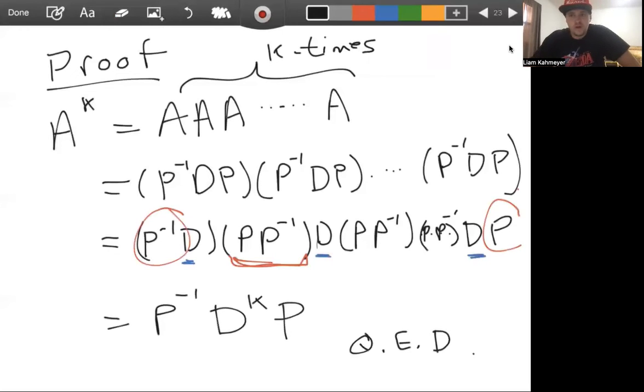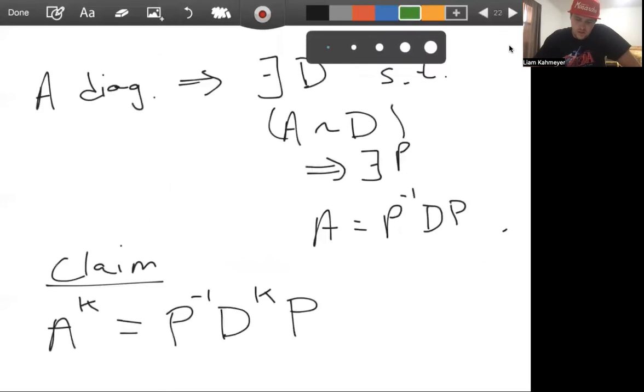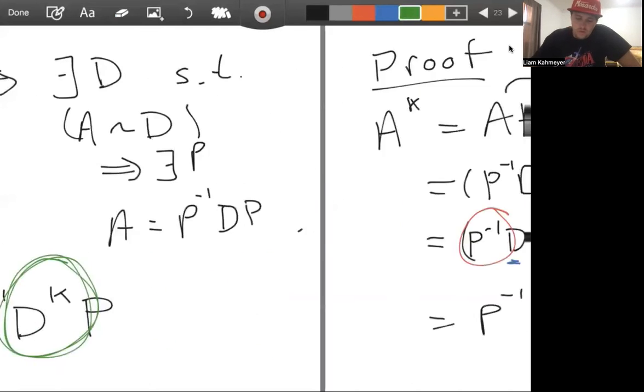So why does this help us? Well, if we want to find some arbitrarily large power of a matrix A, what we've done here by this claim is pass that to computing an arbitrarily large power of some other matrix. Well, why was that beneficial?